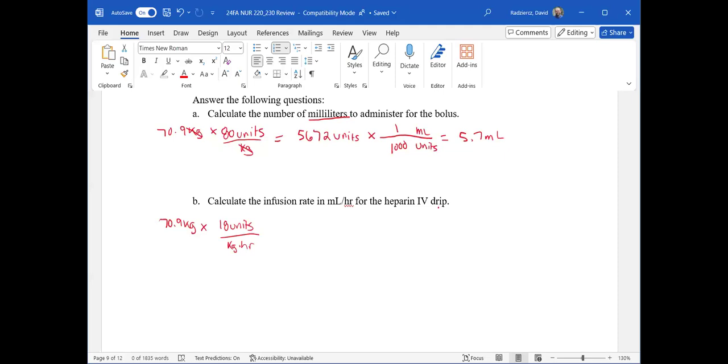So I'm going to take that 70.9 multiplied by 18. That gets rid of kilograms. When I'm done, I'll be in units per hour. So 70.9 times 18, and I get 1,276.2.